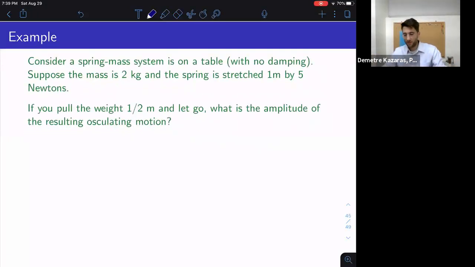Okay, so let's wrap up, let's summarize that idea, or expand on that idea by taking a look at this example. So let's look at the situation where there's no damping. Just a spring on a frictionless table, oscillating back and forth from its equilibrium.